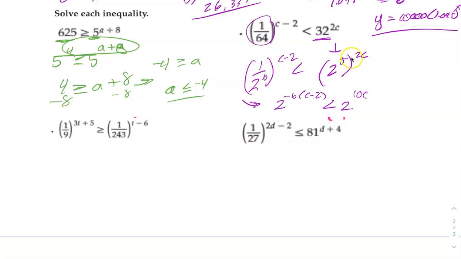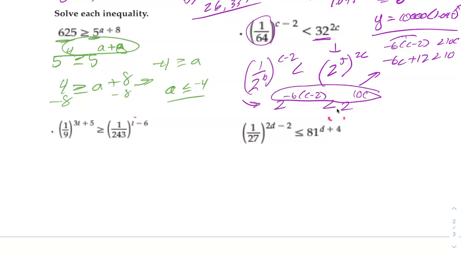Power to a power, you multiply. So we have this. Now you just solve the exponents. Always the exponents. So I get negative 6 times c minus 2 is less than 10c. Distribute. Negative 6c plus 12 is less than 10c.